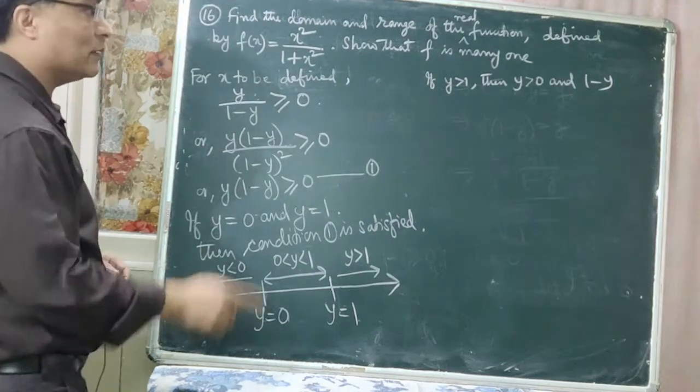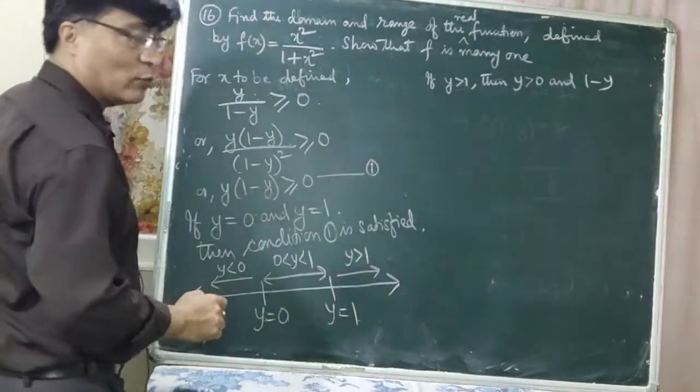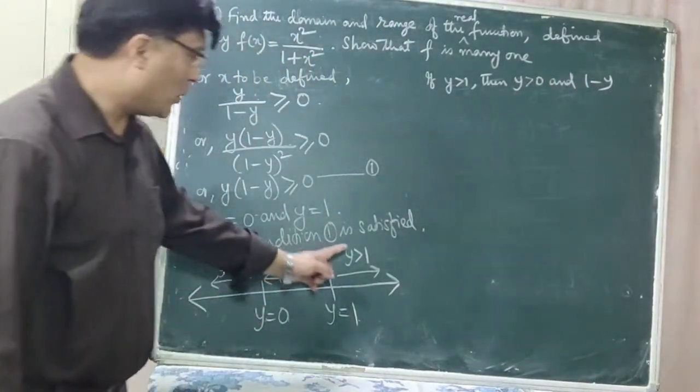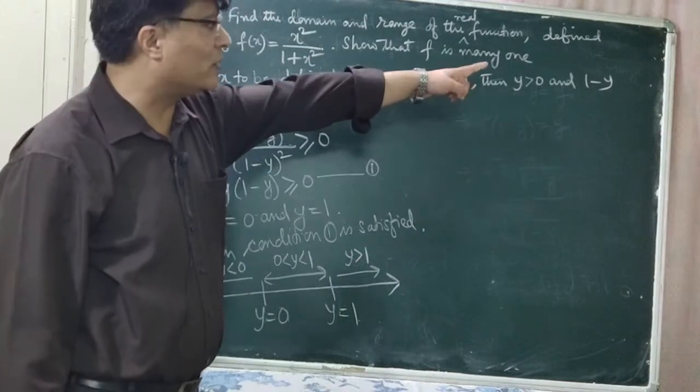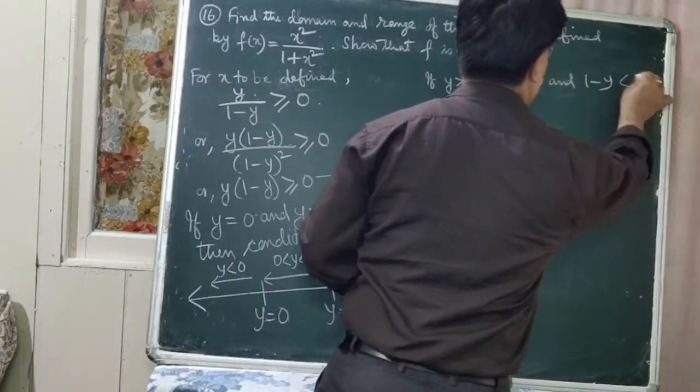Is 1 minus y positive or negative? If y is greater than 1, is 1 minus y positive or negative? Y greater than 1 means you can put 2 there. 1 minus 2 is negative. So it is a negative quantity, less than 0.